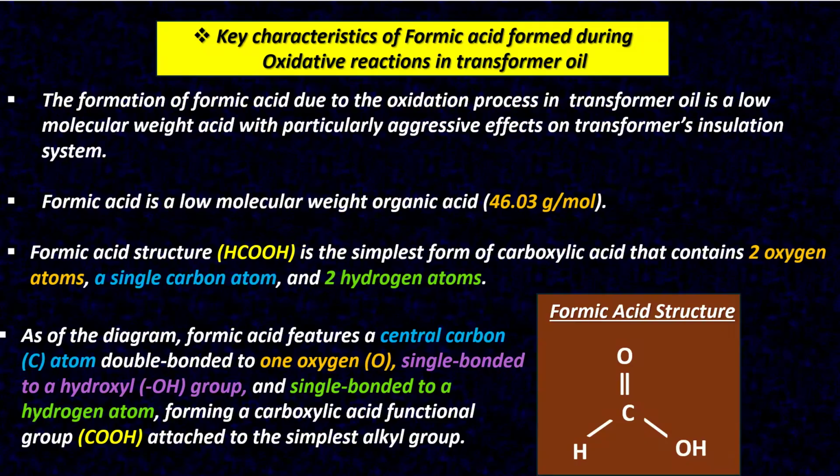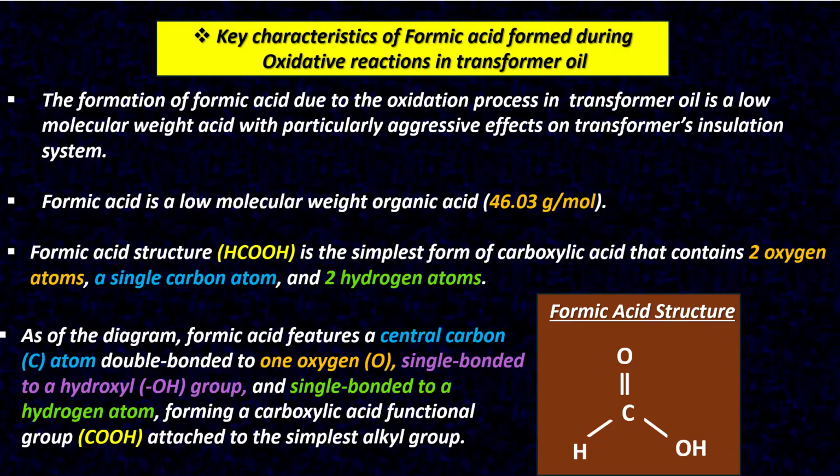Key characteristics of formic acid formed during oxidative reactions in transformer oil. The formation of formic acid due to the oxidation process in transformer oil yields a low molecular weight acid with particularly aggressive effects on the transformer's insulation system. Formic acid is a low molecular weight organic acid with a molar mass of 46.03 grams per mole.